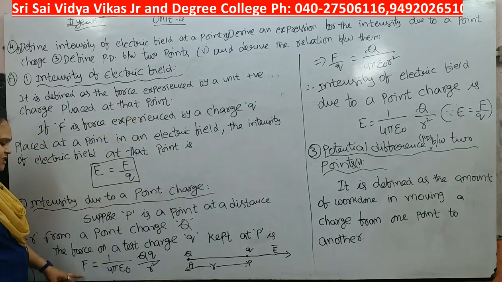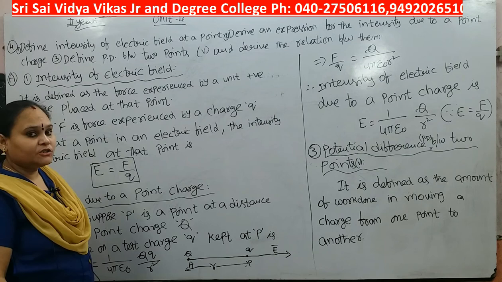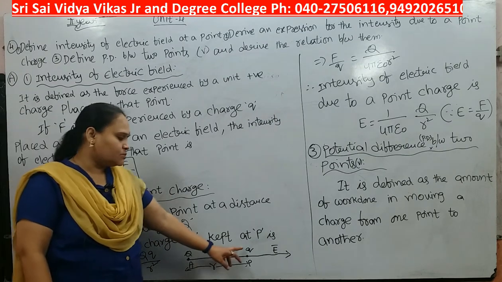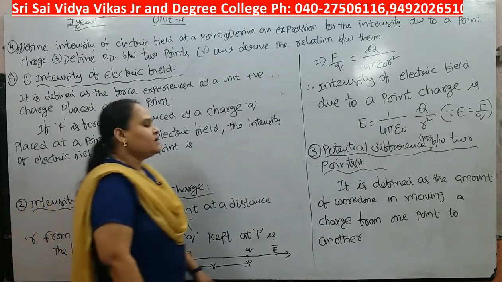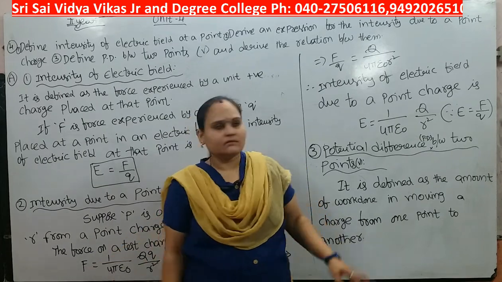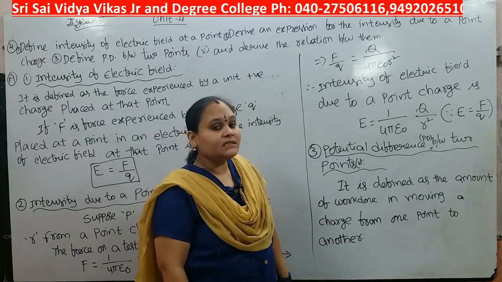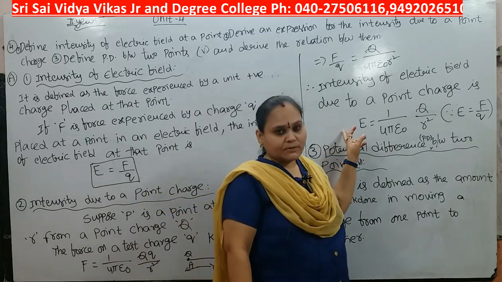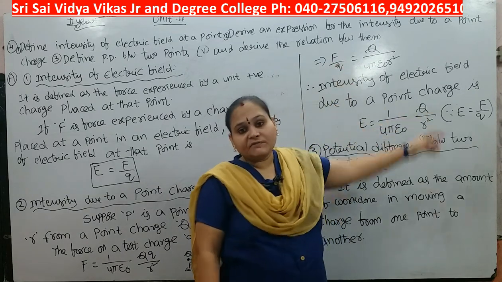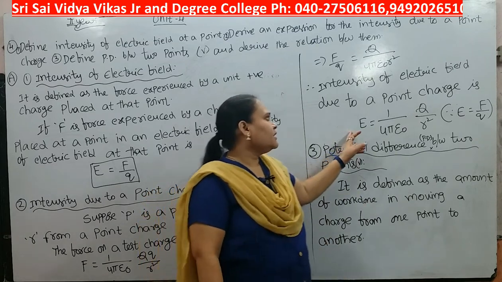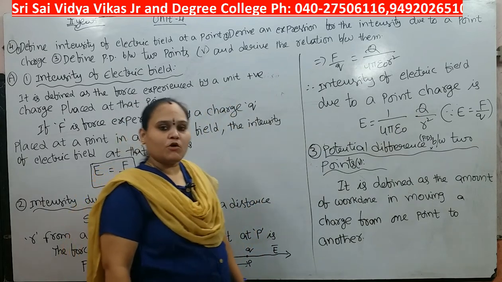So the force on the test charge, from Coulomb's law, F equal to 1 by 4 pi epsilon naught Q1 Q2 by r square. Here Q1 is capital Q and small q is Q2. So F equal to 1 by 4 pi epsilon naught Qq by r square. Taking q to the other side, F by q equal to Q by 4 pi epsilon naught r square. Therefore, the intensity of electric field due to a point charge Q is E equal to F by q, because F equal to Eq. E equal to 1 by 4 pi epsilon naught Q by r square. That is the intensity of an electric field at a point P.